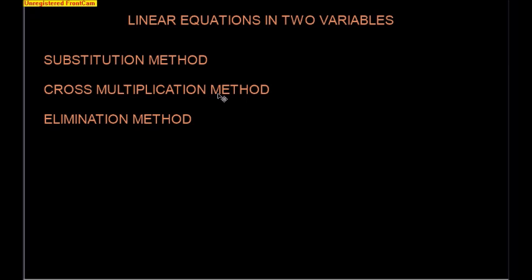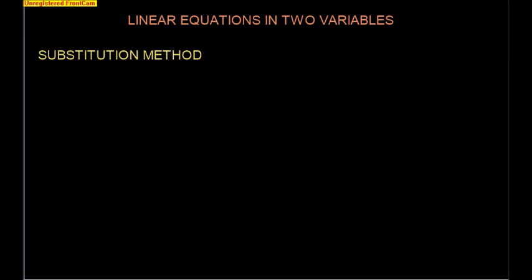In this video, I'll be dealing with the three methods to solve the linear equations in two variables. I'll be dealing with substitution method, cross multiplication method, and elimination method. I'll be taking few examples from all the three methods. Let us first start with the substitution method. As the name suggests, we are substituting the value of one variable in another equation.